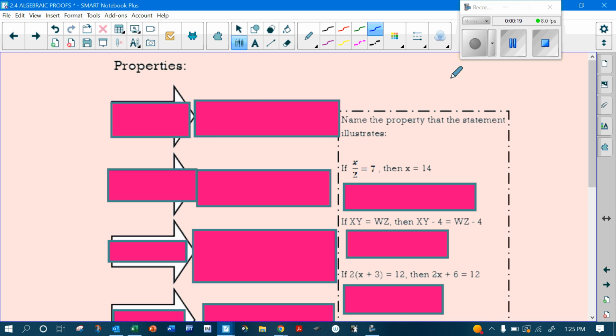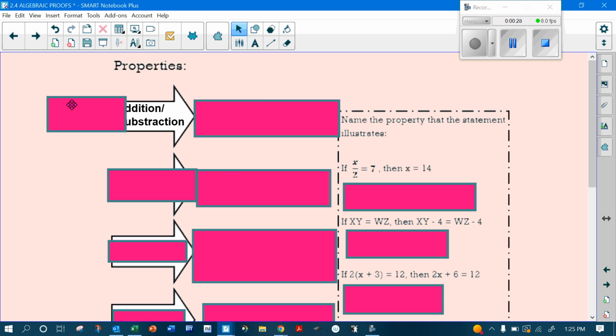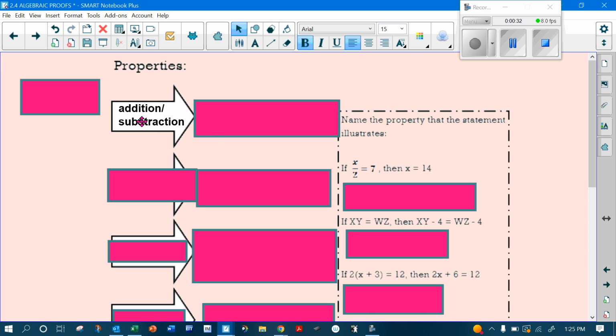All right, so this is going to be a lot of writing for you today, but you have to know your properties, basically is what it boils down to, okay? So the very first property we're going to look at is the addition and subtraction property. And of course, I spelled that wrong. Subtraction. Okay, there we go.